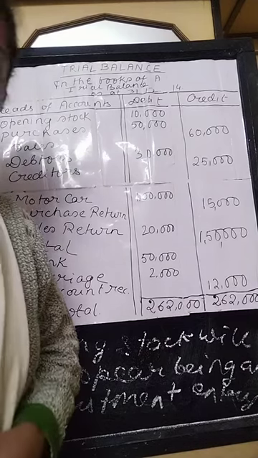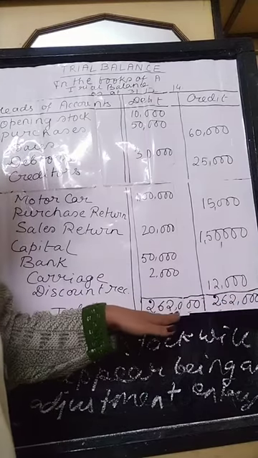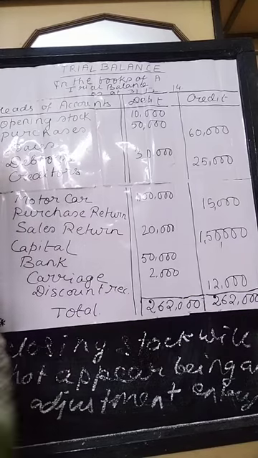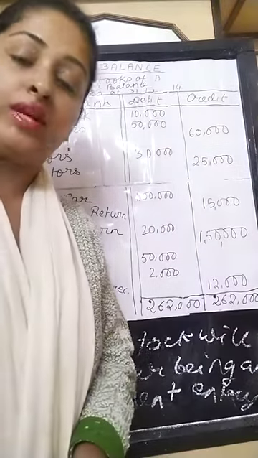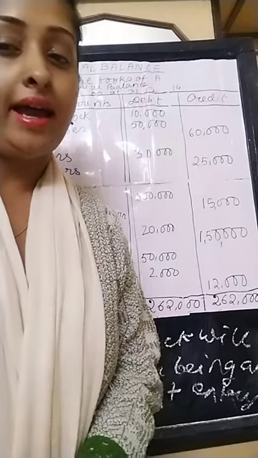You can self check your sum. All the debit items are equal with all the credit items. Debit items total is equal with the credit items total. So the arithmetical accuracy is proved. In this way you have to prepare the trial balance whenever given in the sum, or you have to pick up balances from the ledger and do the sum.